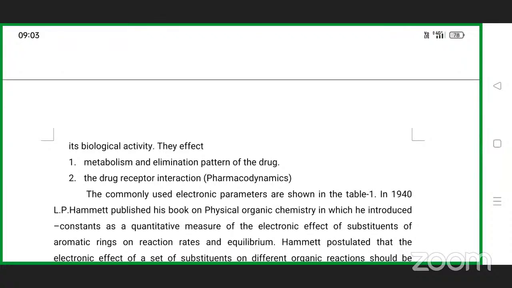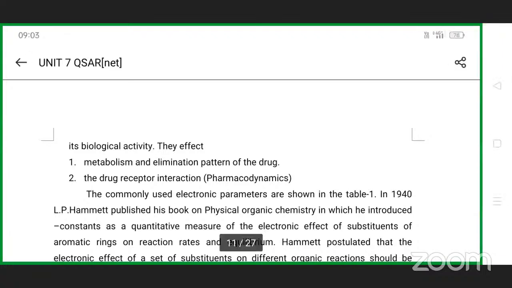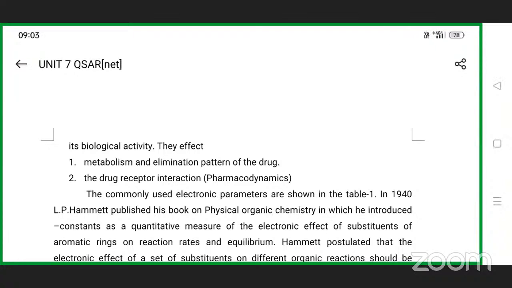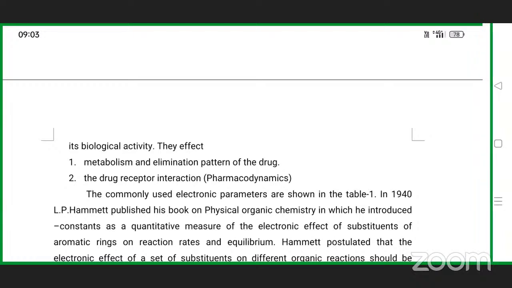So in drug chemistry, there are four important properties which are shown by your drug compounds, the ADME properties. ADME is nothing but absorption, distribution, metabolism, and excretion, and these values vary by the groups.